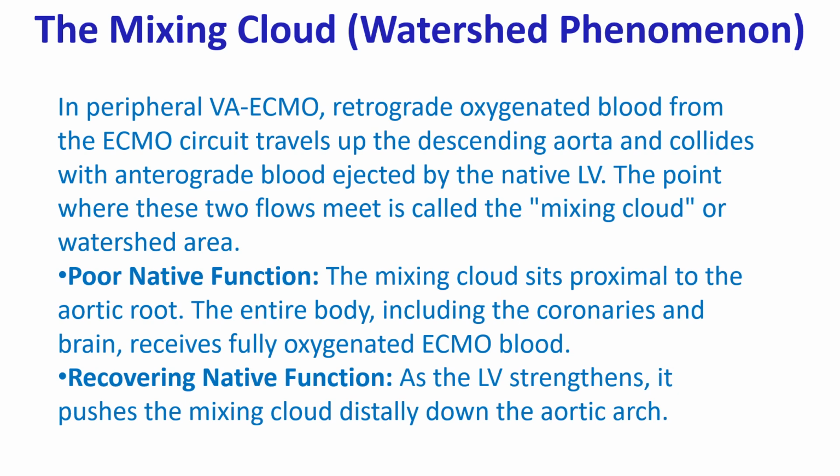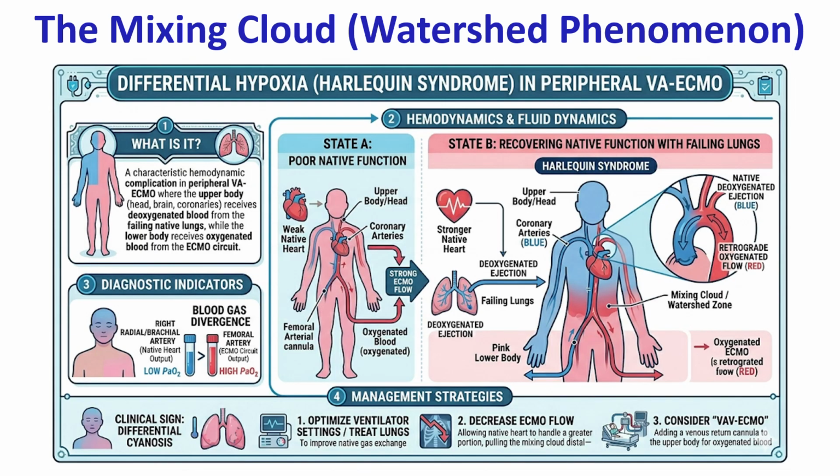The entire body, including the coronaries and brain, receives fully oxygenated ECMO blood. Recovering native function. As the LV strengthens, it pushes the mixing cloud distally down the aortic arch. If the native lungs are severely failing, for example severe pulmonary edema or ARDS, the recovering LV will eject highly deoxygenated blood into the proximal aorta.